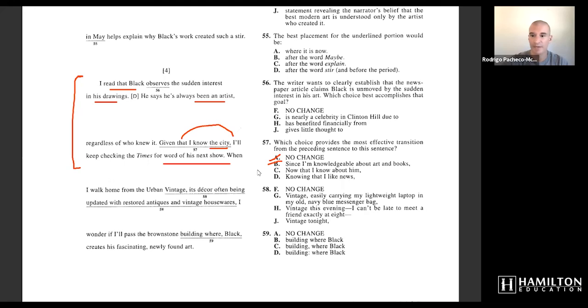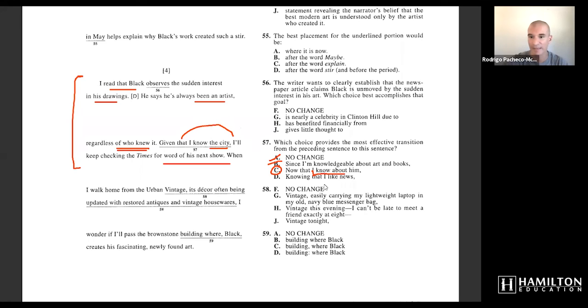C, now that I know about him, I'll keep checking the times for word of his next show. This makes sense. And it connects to the previous sentence, right? Which tells us that it didn't really matter to Black if people thought of him as an artist or not, because he's always considered himself an artist, regardless of who knew it. But now that I know about him, I'll keep checking the times for word of his next show, right? This is our correct answer. It connects to the previous sentence and it helps set up the information that follows.